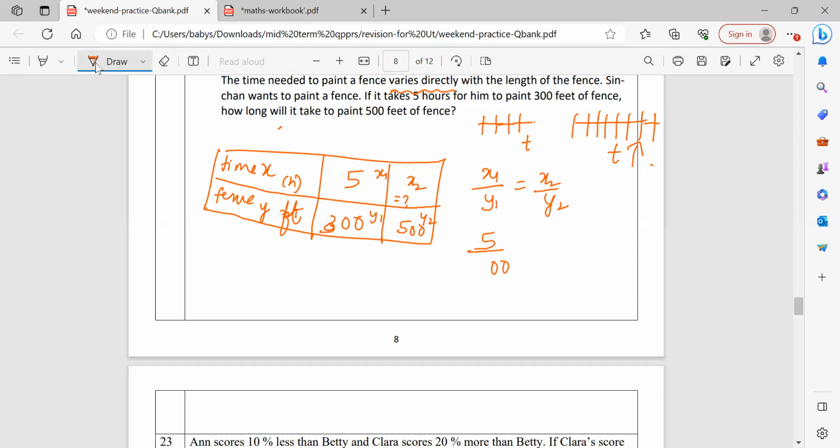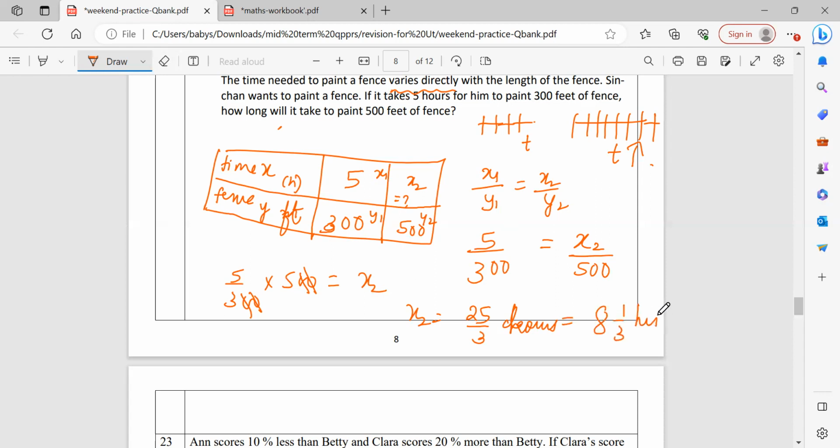And I'm saying that 5 by 300 is equal to x2 upon 500. That is x2, the time I need to know. So how long will it take? It will be 5 by 300 into 500 is x2. So x2 will be 25 by 3 hours. Okay, 25, 3 8s are 24, so 8 1/3 hours. Means 8 hours, and 1/3 hour means 20 minutes.